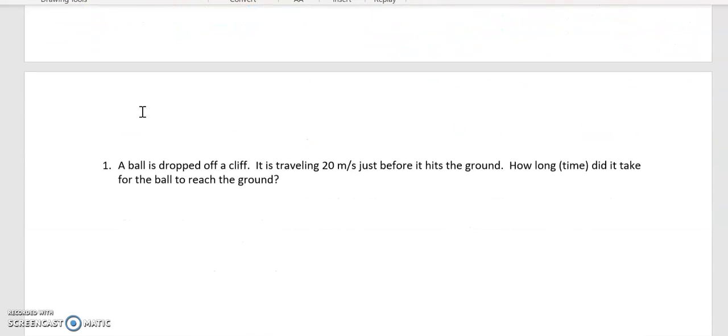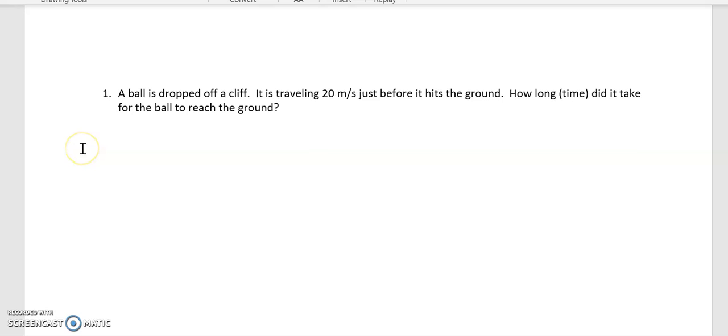So the first question says: a ball is dropped off a cliff. It is traveling 20 meters per second just before it hits the ground. How long, that means time, did it take for the ball to reach the ground?